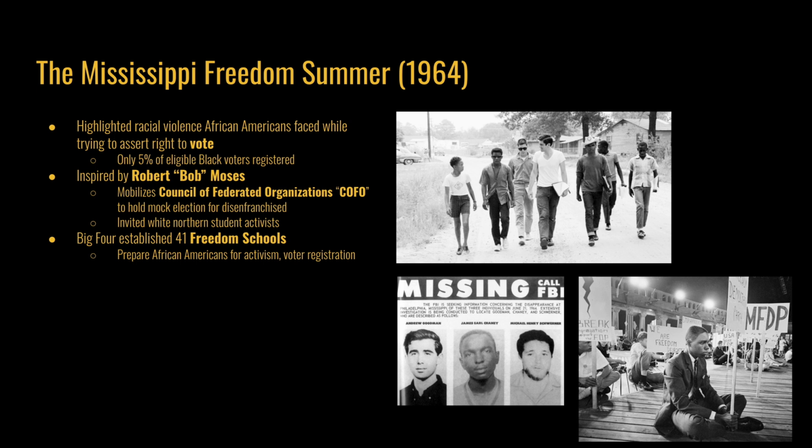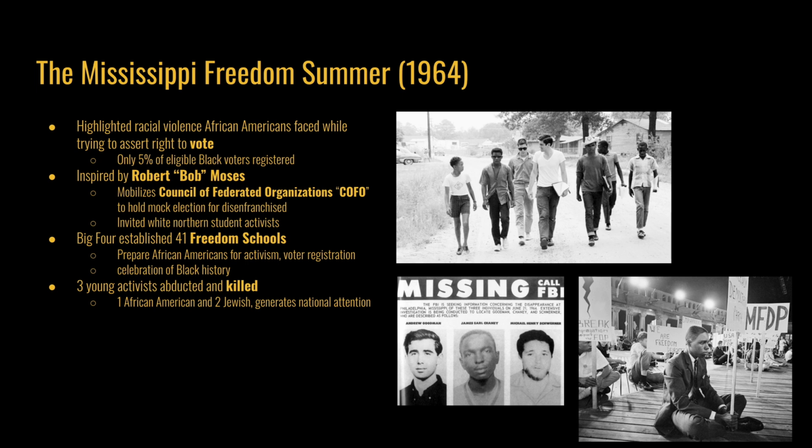However, the increased activism drew violent resistance, culminating in the abduction and murder of 3 young activists, James Chaney, an African American from Mississippi, and Andrew Goodman and Michael Schwerner, 2 white students from the North. These murders were perpetrated by the KKK with the collusion of local authorities. Their tragic deaths became a national and international scandal, intensifying pressure for federal intervention in the South.